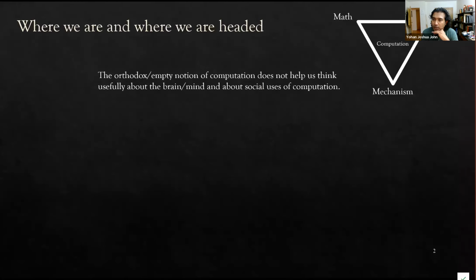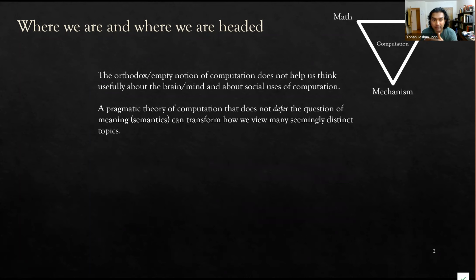Cavia's basic narrative about foundations is that the orthodox or formalist notion of computation doesn't really help us think usefully about the brain or the mind, which is not really its focus for now, but mainly about how computation is actually used and designed.